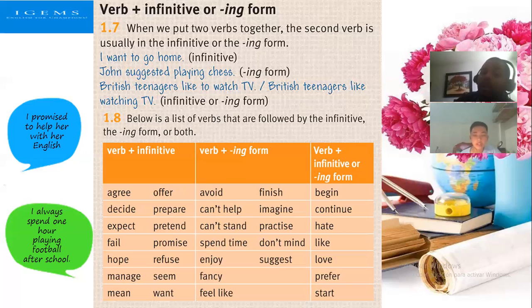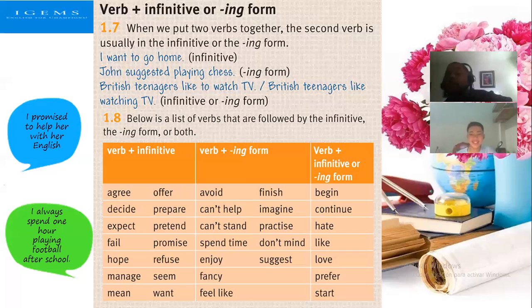On the other hand, you have British teenagers like watching TV, which means pretty much the same. If you ask me, Teacher Alexis, is there any difference? Maybe there is a slight difference, but in terms of the idea, what you're trying to say in English, teenagers like watching TV, teenagers like to watch TV, is pretty much the same. What differs is that one refers especially to the action and the other refers to the condition of the action. But in general, if you want to say something, it is going to be similar.